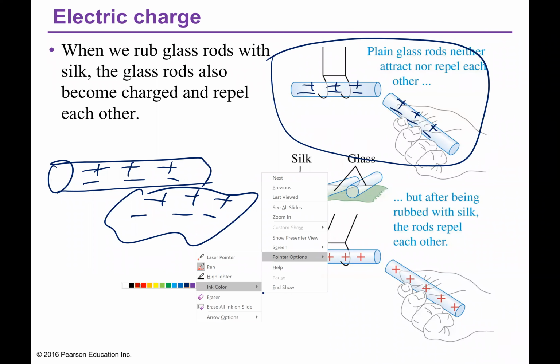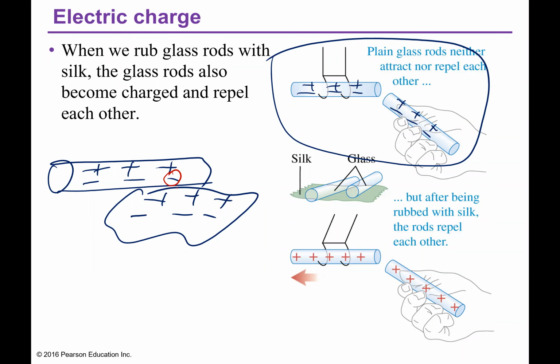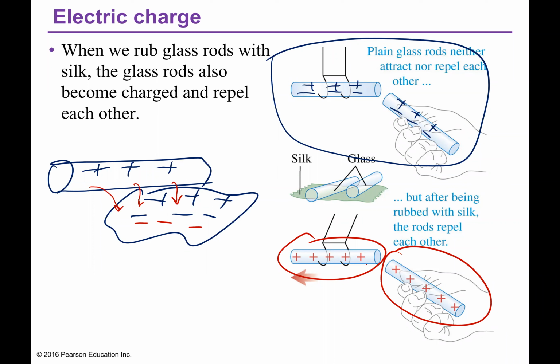This interaction makes negatives go from the glass to the silk. This negative goes to the silk, this negative goes to the silk. That means now the silk has 3 extra negatives, but the glass has 3 less negatives. So it becomes more positive than negative, what we call positively charged. Same thing we do with the second rod. Then we bring them together, two positively charged rods, and again, they repel each other.